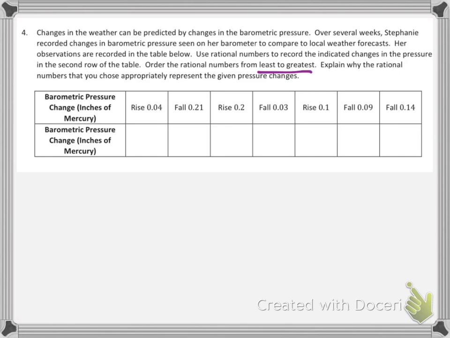A rise is going to be a positive and a fall is going to be a negative. So 0.04. A fall of 0.21 is a negative 0.21. A rise of 0.2 is a positive 0.2. A fall of 0.03 would be a negative 0.03. A rise of 0.1 would be a positive 0.1. A fall, that's a negative 0.09. And another fall would be a negative 0.14.